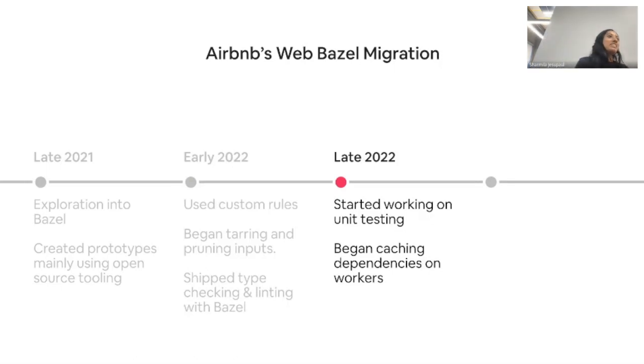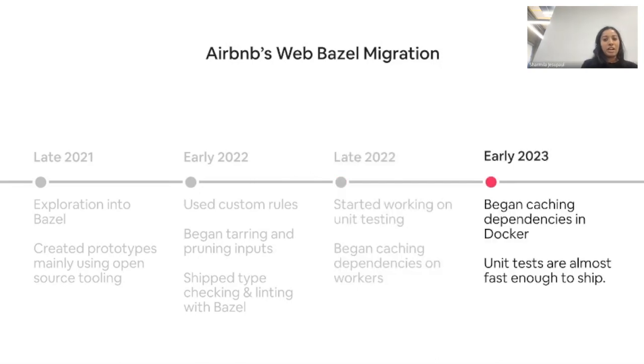So then late 2022 came around and we started this saga of working on unit testing. And we realized that just tarring up your inputs is not good enough to make our unit tests fast. So we added a layer of caching, and specifically this layer of caching was on our remote workers. Well, that wasn't really fast enough either. So we're in our present day now, and we now cache our dependencies in Docker, and our unit tests are almost fast enough to ship.